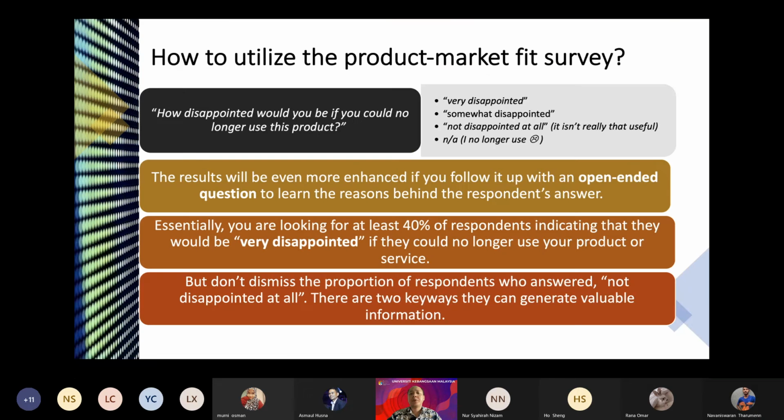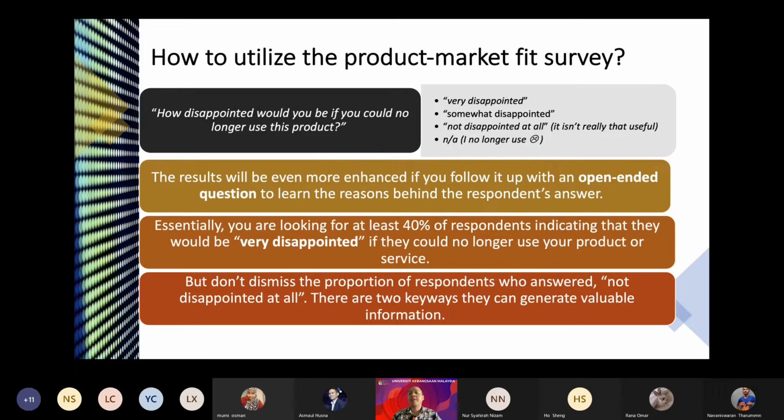Okay, so this is important. When you want to design the survey for your potential customer, for example, one question: how disappointed would you be if you could no longer use this product? So if your product, or something similar to the product that you are designing, is available on the market, then you can ask, because if they already use this product, how do they feel if it is no longer available?